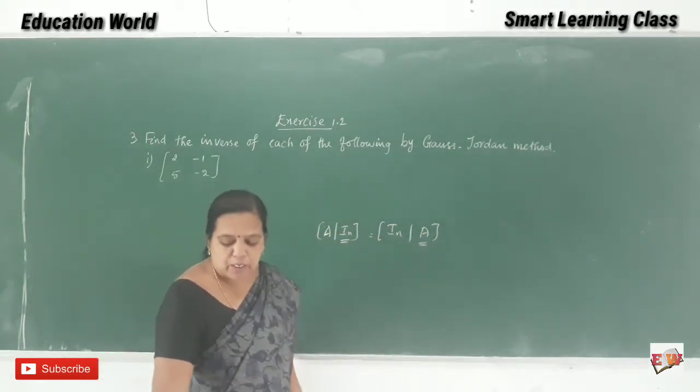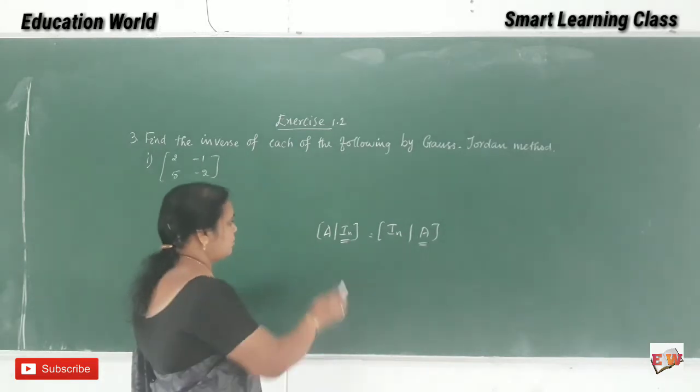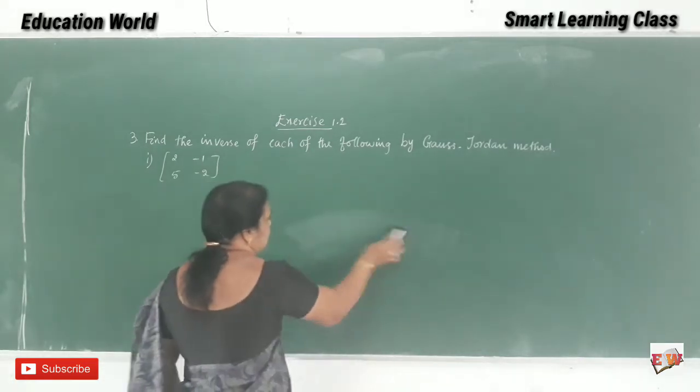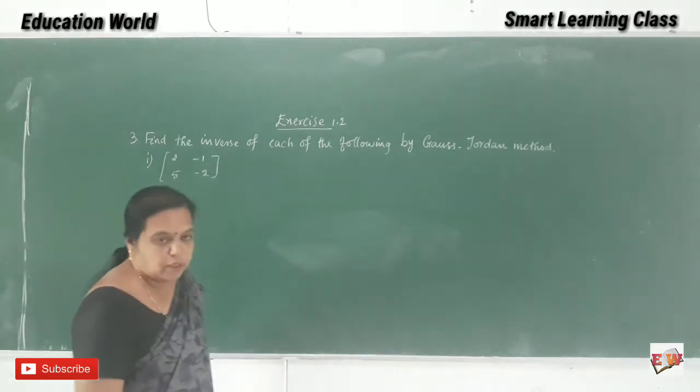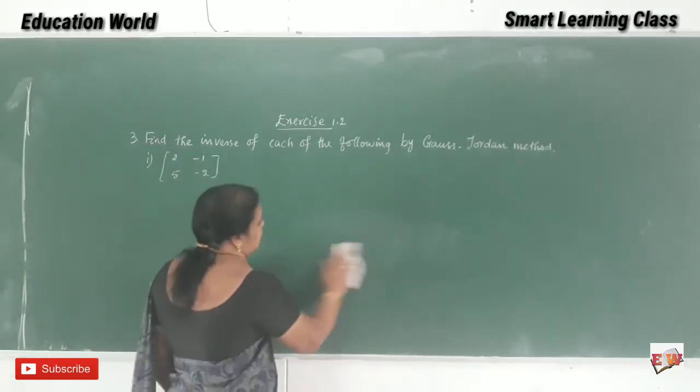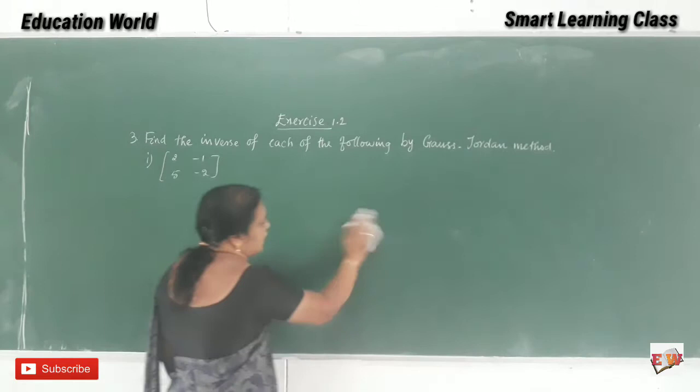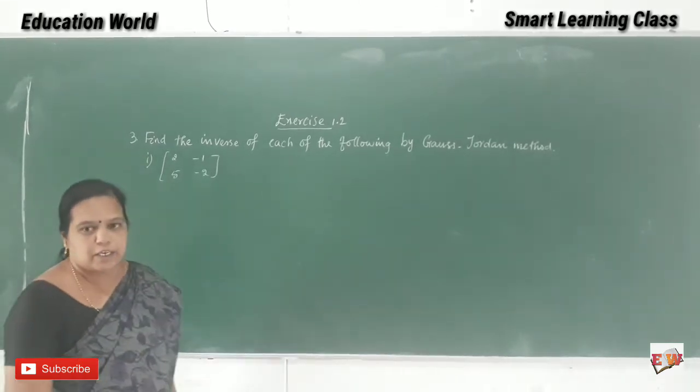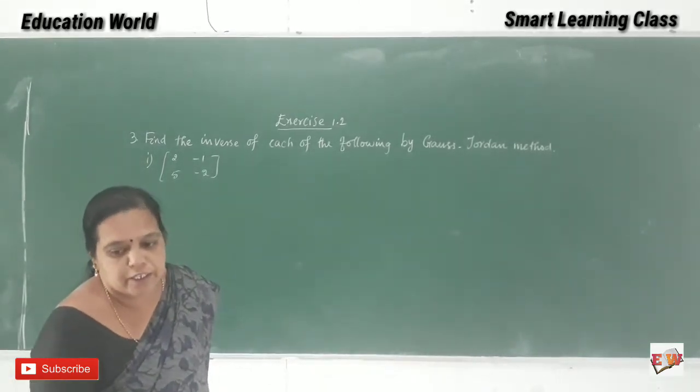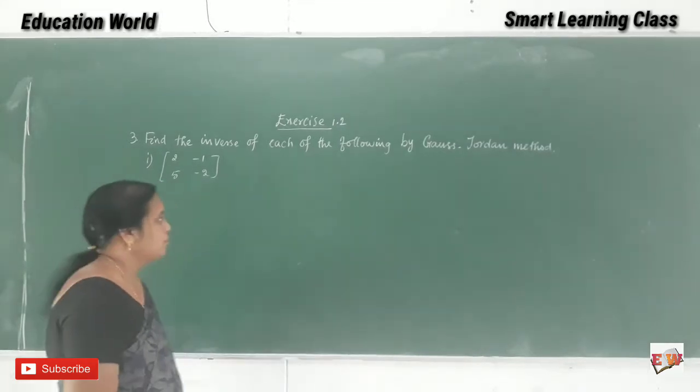Now we are going to see the sum. While we are doing elementary row operations on both A and the identity, A is changing into the identity, and I is changing into the inverse of A. Okay?